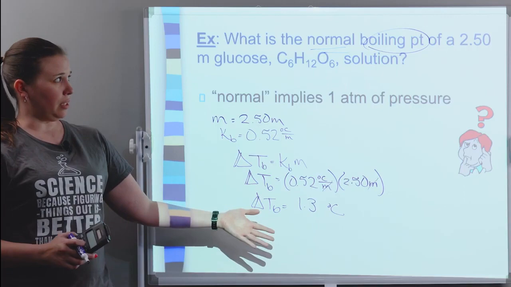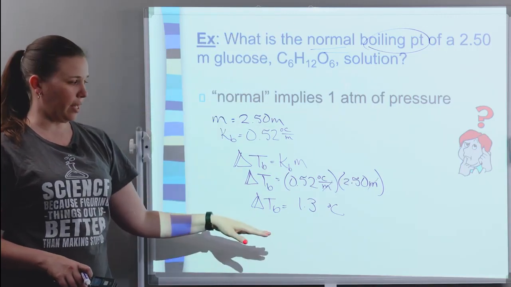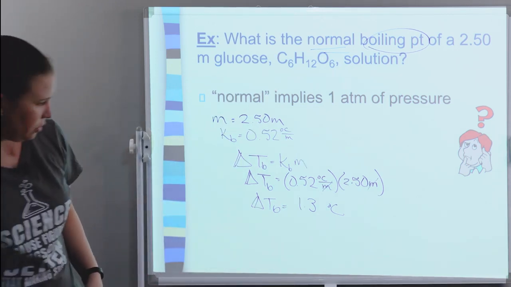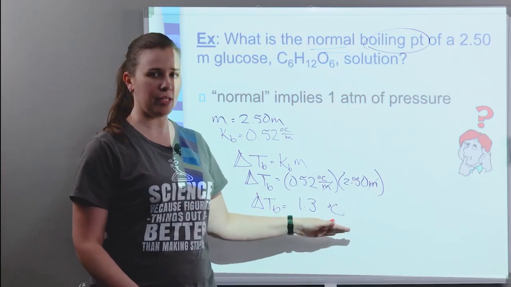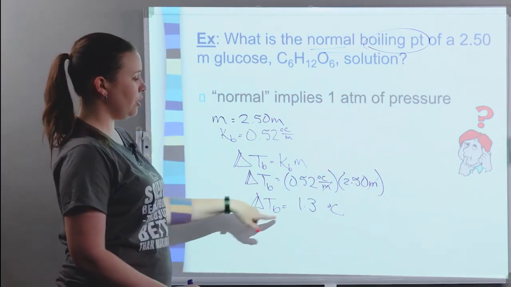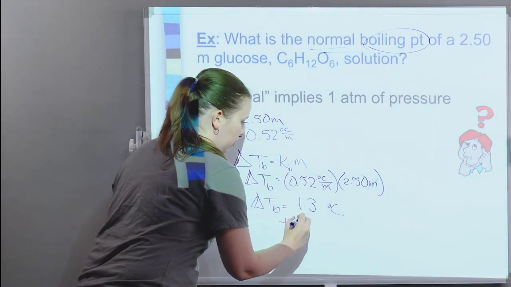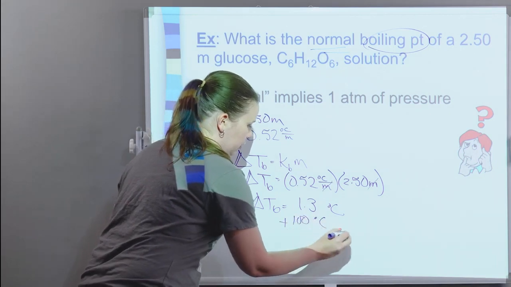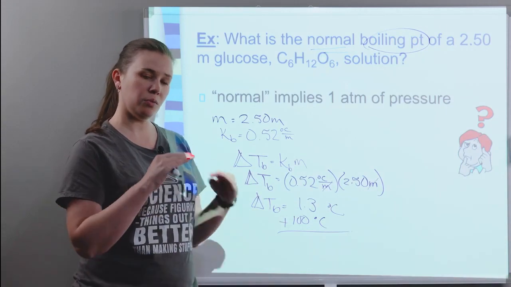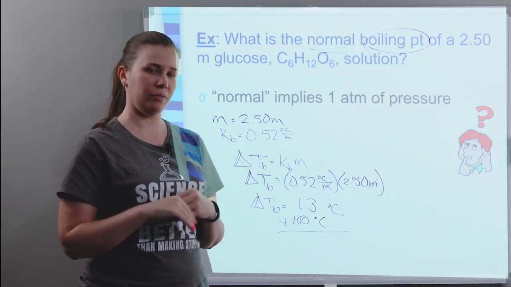So does this mean that this solution, where water is the solvent, would boil at 1.3 degrees Celsius? Does that make sense? No. No water-based solution is going to boil at 1 degree Celsius. That's ridiculous. What it means is that's the change from the boiling point. So we know that the regular boiling point is 100 degrees Celsius. And so then we're going to add 100 degrees Celsius because we know that it would boil at a higher temperature because the boiling point's always elevated.